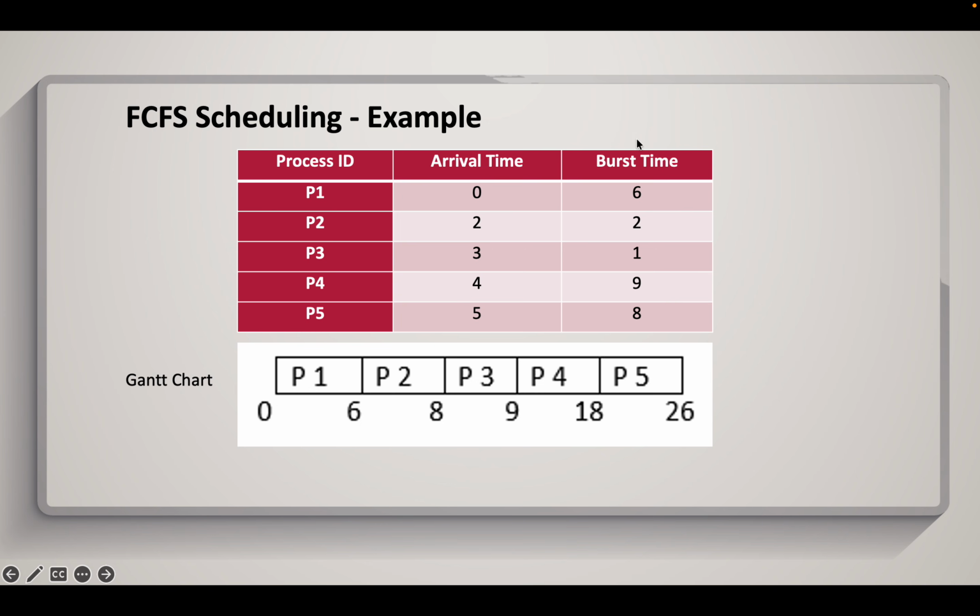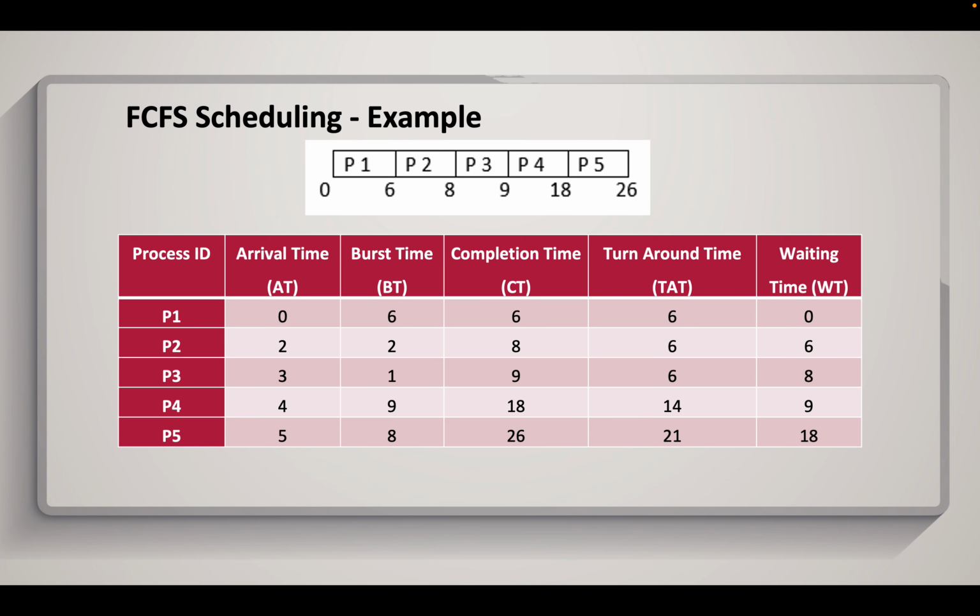Burst time means the total time needed for the process to complete. So at time 0 only P1 is available. P1 gets the CPU and completes its operation at 6. Then P2. At time 6 all the processes have arrived, so P2 gets the CPU because P2 comes to the ready queue next. Then P3, then P4, then P5. This diagram is called the Gantt chart. This algorithm is very simple. The first process that comes into the ready queue will get the CPU first.